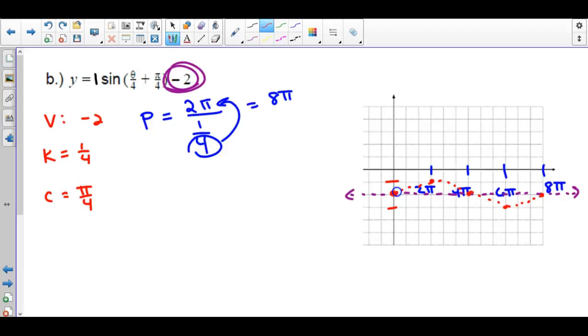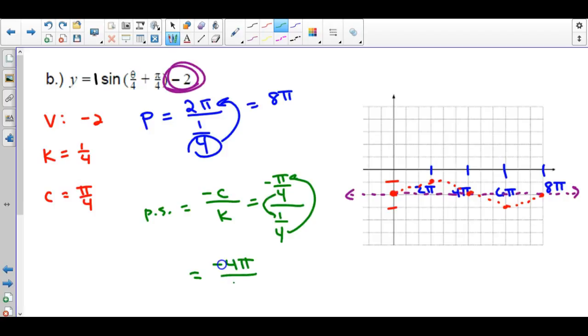This is what my curve would look like, except again, now I'm going to apply a phase shift. Okay, so my phase shift is equal to opposite c over k. So in this case, that's going to be negative pi over 4 over 1/4, which your 4s are really going to cancel because this one's going to go up top and this one's going to go down here. So what I really have is negative 4 pi over 4, which is just negative pi. So what this tells me is each of my points are going to shift to the left 1 pi. What you need to pay attention to on this is that I was counting by 2 pi.